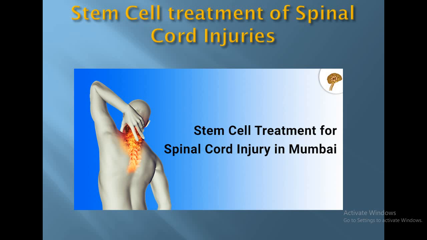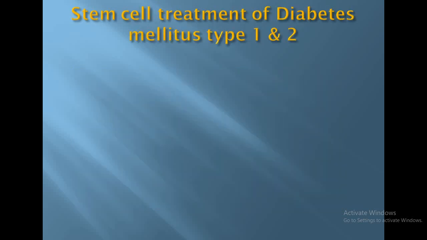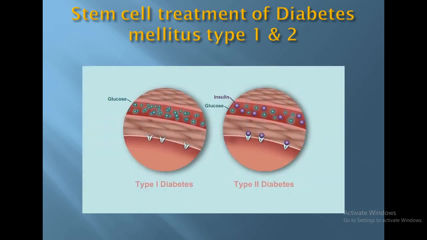So now we are going to understand stem cell treatment of diabetes mellitus type 1 and type 2. Adult stem cell therapy with autologous stem cells fights type 1 and type 2 diabetes at its root, reducing hyperglycemia. These re-injected stem cells are capable of re-engineering damaged cells such as pancreatic beta cells.